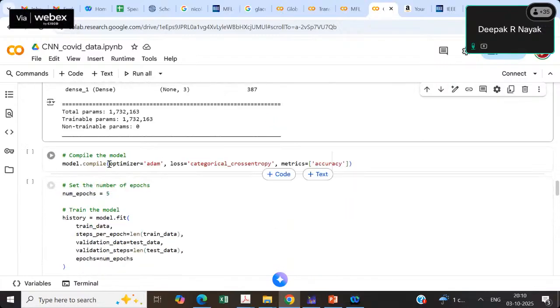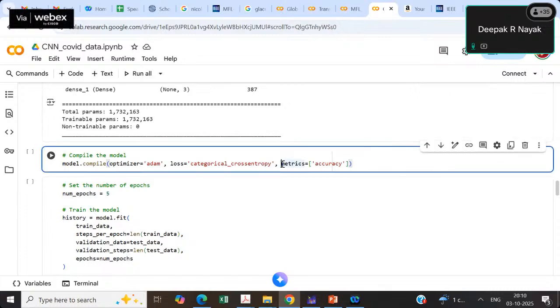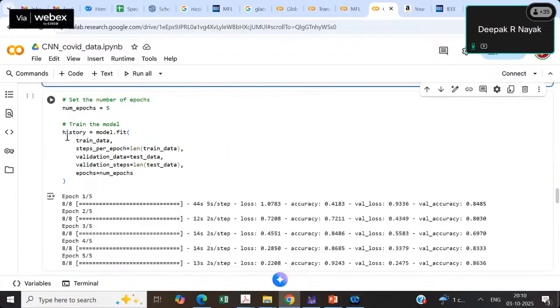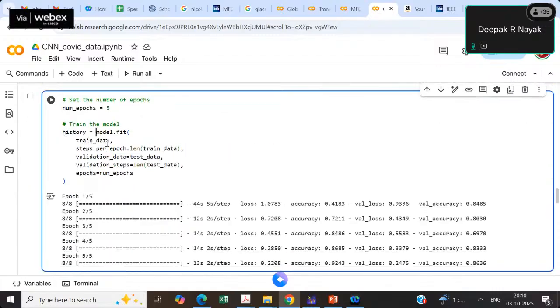And then, as I mentioned, we need to decide the hyperparameters to compile and train the model. We need to decide the optimizer and the loss function. There are a lot of other things which I have not mentioned here, but you should mention them, like the learning rate, the number of epochs, and the batch size we've already discussed. And in the history, we are trying to train the model.